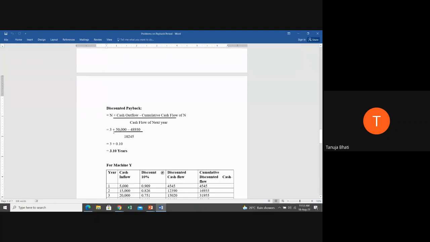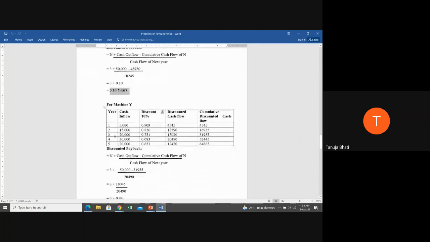So as I've already discussed these figures with you all, you have to just put these figures in the formula. You will get the discounted payback period as 3.10 years. Okay, that is 3 years, 10 months. Is this clear? Now on the same lines you have to do for machine Y.